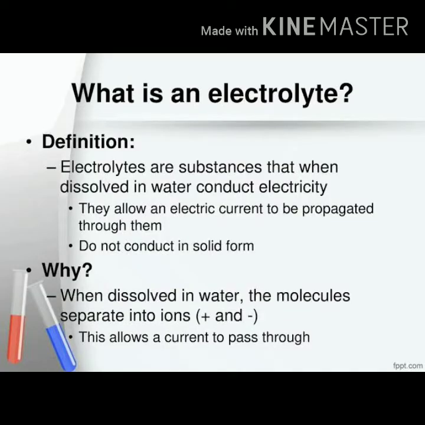And then next we discussed the electrolyte. Electrolytes are substances that are dissolved in water and are able to conduct electricity. They allow an electric current to pass through them because when the electrolyte is dissolved in water, the molecules are separated into ions, that is positive or negative, which allows the current to pass through them.